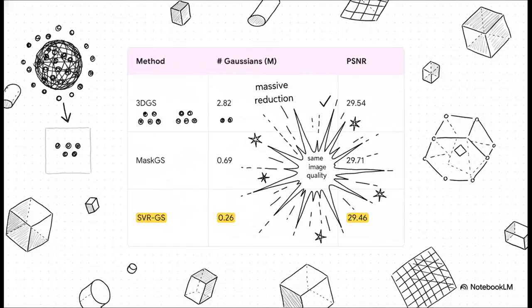Let's just look at the hard data for a minute. The column on the right, PSNR, that's just a technical score for image quality. Basically, higher is better. So the original method used 2.8 million Gaussians. The previous best, MaskGS, got it down to around 700,000, which is pretty good. But look at our new method, SVR-GS. It gets virtually the same image quality score with only 260,000 Gaussians. That is a massive, massive reduction.